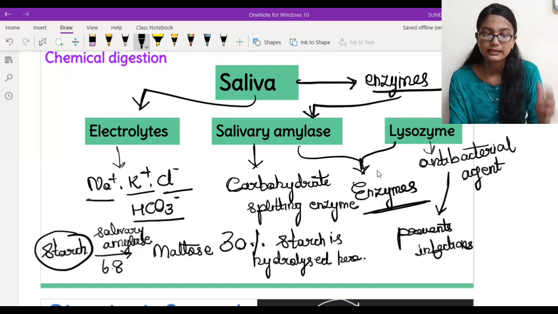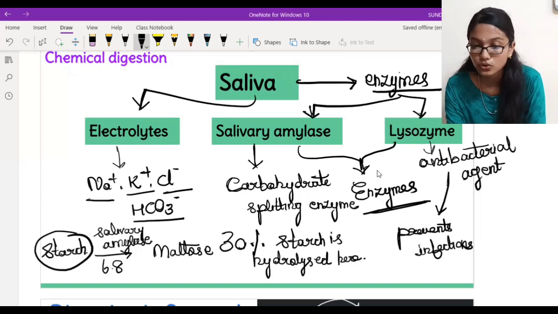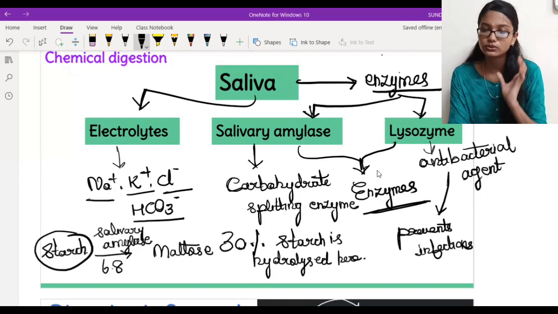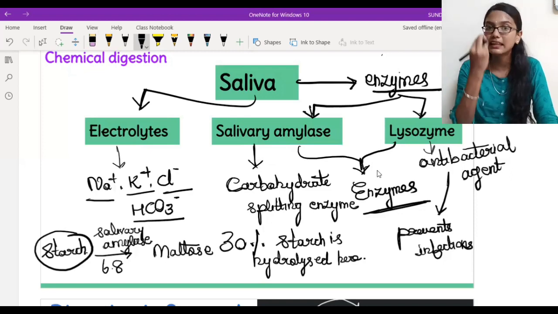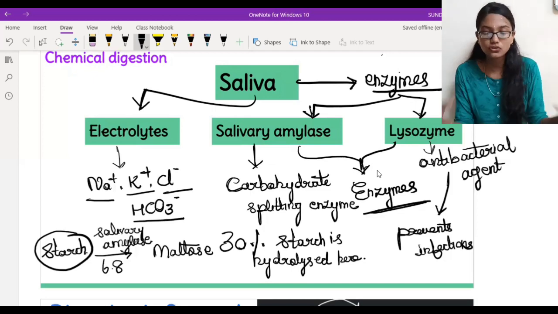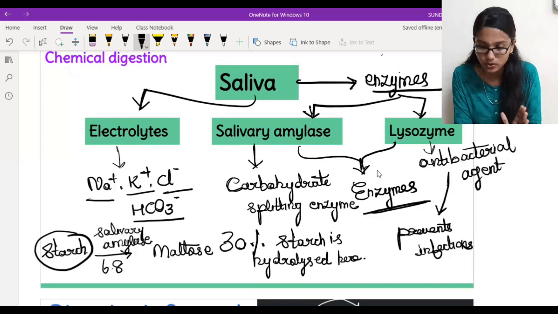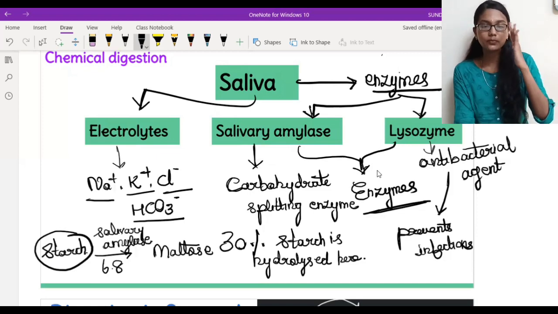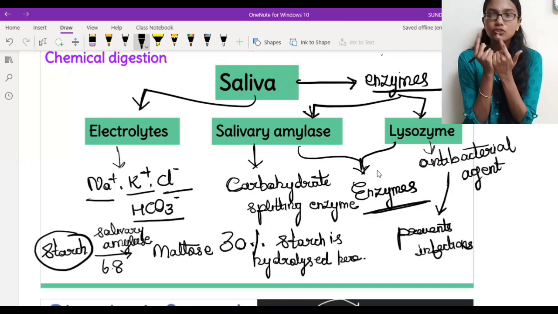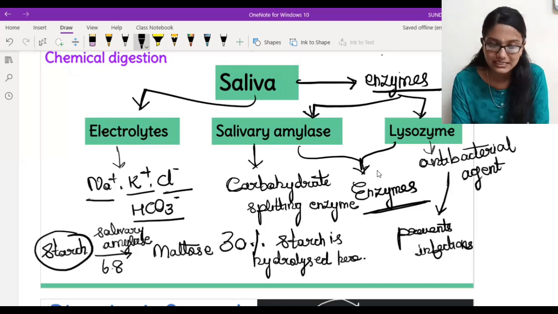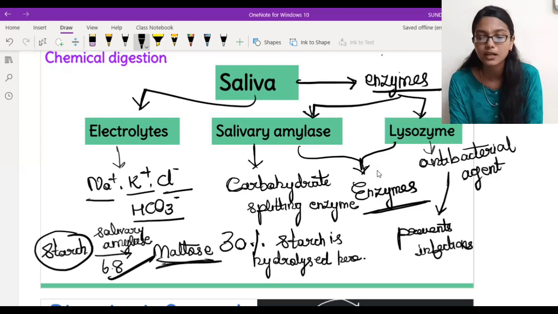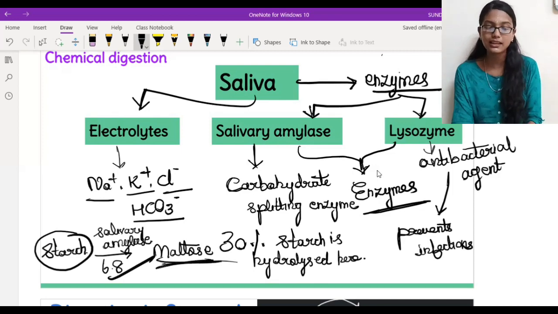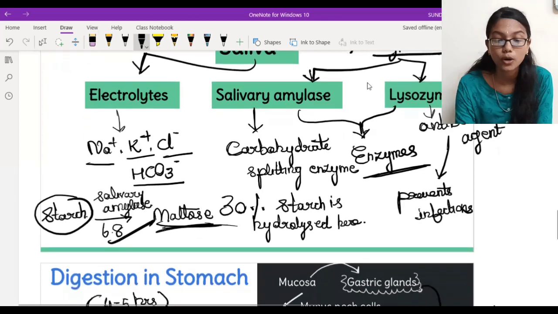Next, another enzyme present is lysozyme. This is an antibacterial agent, so it prevents infection. It prevents bacteria from entering inside your mouth. These two enzymes are very important for your digestion process. There are some optimal conditions required for this digestion in your mouth. The optimum pH is 6.8. Inside your mouth, in a simple process, starch, that is a carbohydrate, is converted into a simpler carbohydrate called maltose with the help of salivary amylase, which acts only at the optimum pH 6.8.